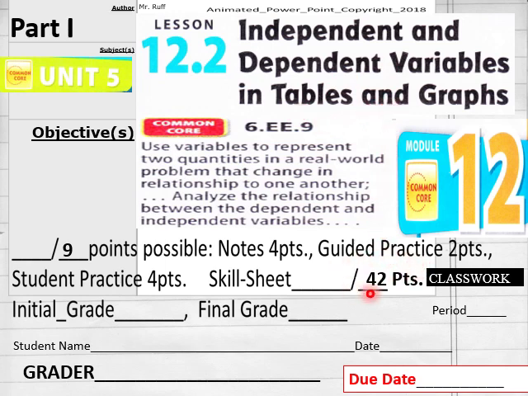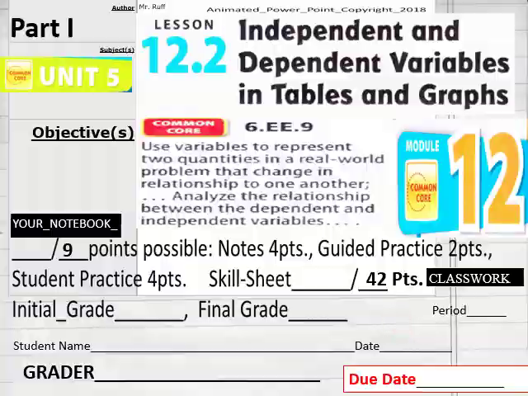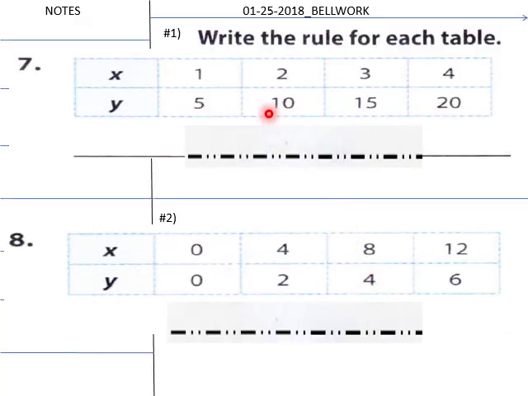You have 42 points on your classwork sheet, and then 9 points will go into your notebook or your notebook guide, so have that out. Write your name, date, period, students, and then the due date for onliners and homeschoolers. Let's go into today's bell work.